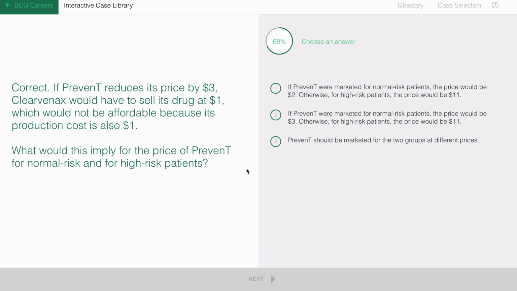So looking at our answer choices, answer choice 1 says for normal-risk patients, the price would be $2. We know this is wrong, right? We have to take the price of $6 and subtract $3. And so answer choice 2 here says the price for normal-risk patients is $3. Otherwise, for high-risk patients, $11. So I like answer choice 2 here. And answer choice 3 says Prevent-T should be marketed for the two groups at different prices. So answer choice 2 here is better because it's more specific and actually gives numbers for the two different customer segments rather than just saying that you should sell it at two different prices. So we'll go with answer choice 2 here.